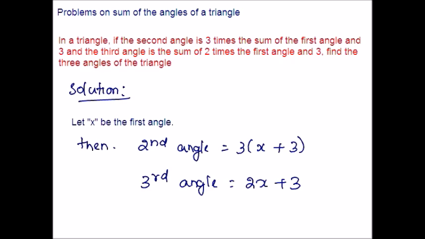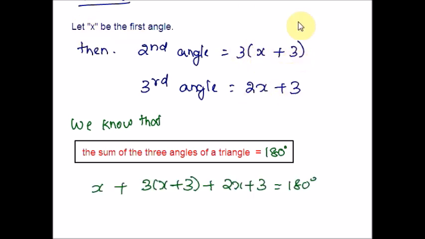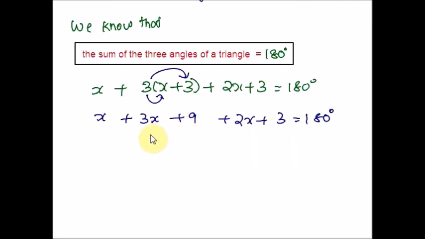Now let us use the fact that the sum of the three angles of any triangle would be equal to 180 degrees. Let us just add these three angles: x, 3 times x plus 3, 2x plus 3. Sum of all the three angles should be equal to 180 degrees. Now let me distribute the second expression: 3 times x and 3 times 3. Let us combine all the like terms. x, 3x and 2x will add up to give 6x. 9 plus 3 will add up to give 12.